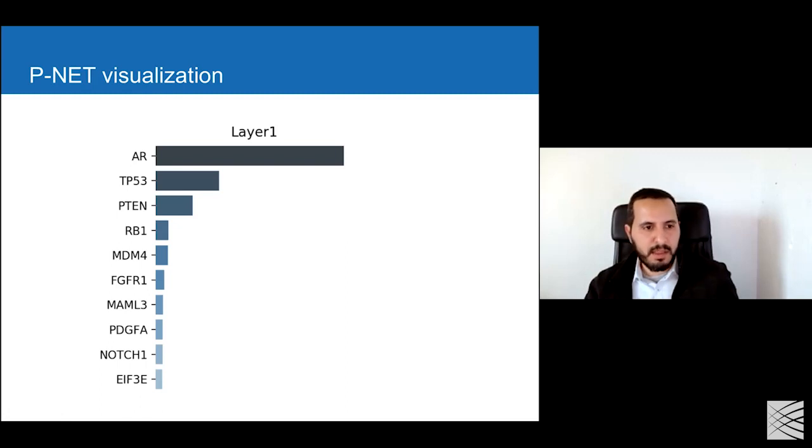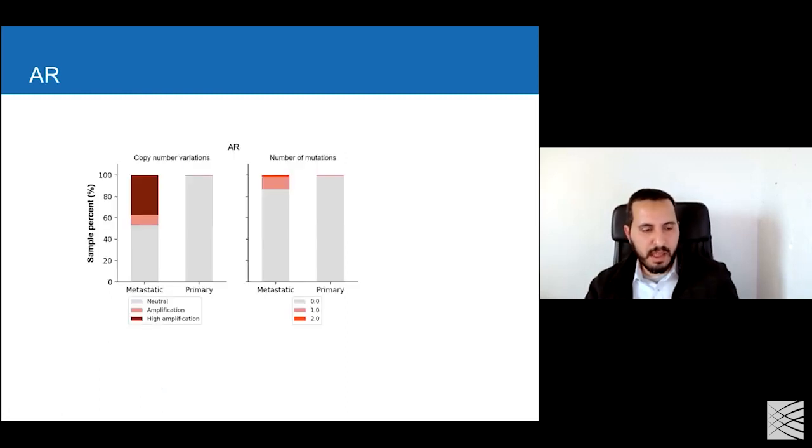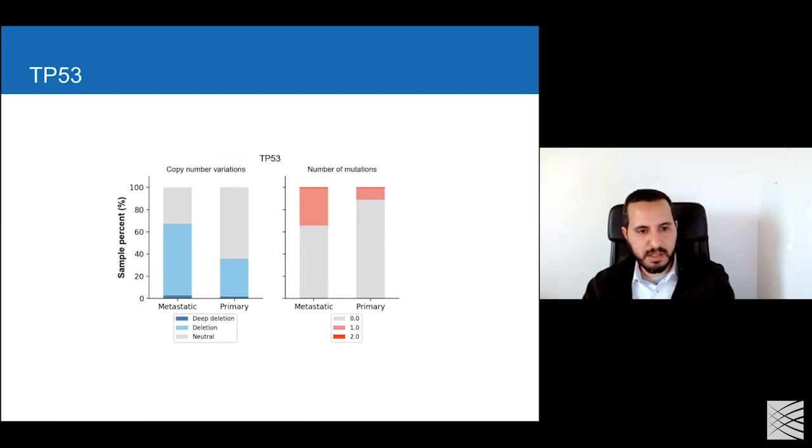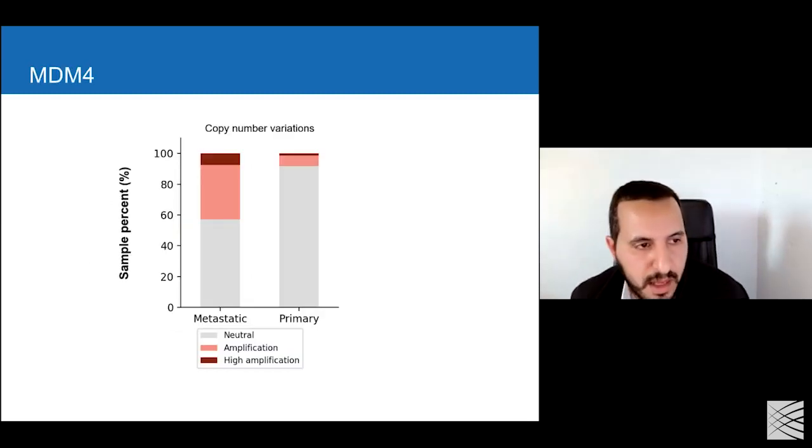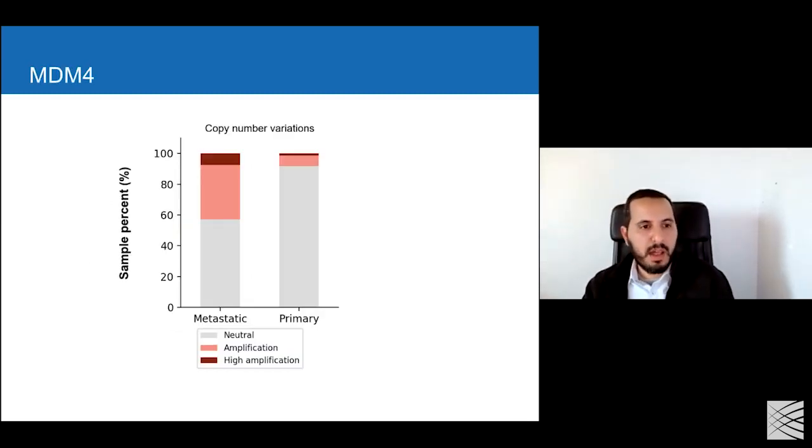When we inspected the individual genes, we found that certainly AR amplification is enriched in the metastatic population. TP53 mutation is enriched in the metastatic population as well, and so is PTEN deletion. And we found also a lot of amplification events in MDM4 in the metastatic population. We thought that probably this is because MDM4 is related somehow to the TP53 pathways. And we found a lot of these pathways actually coming up high in the ranking in different pathway layers.